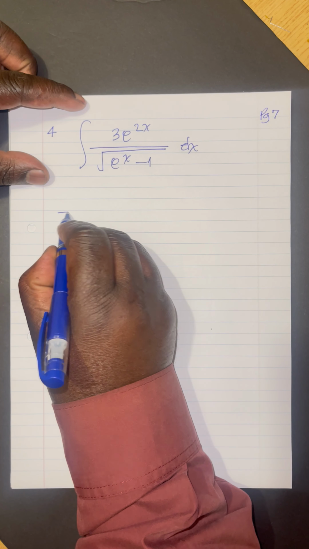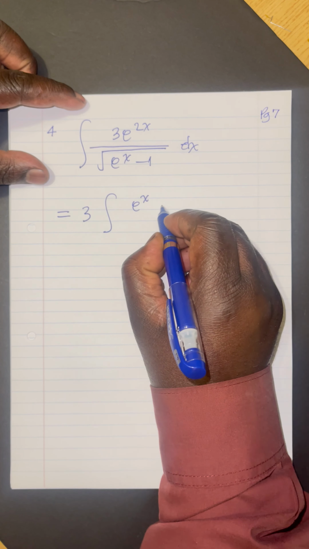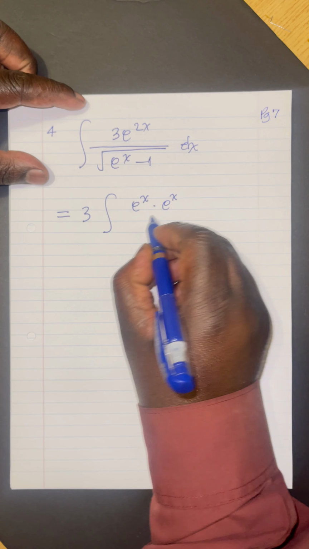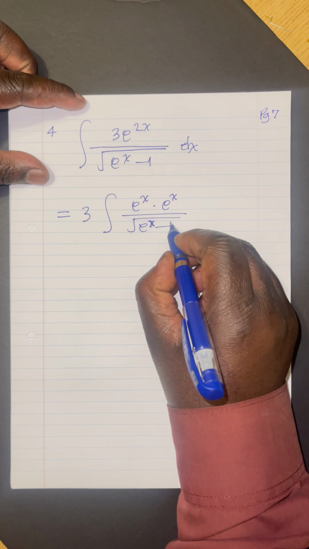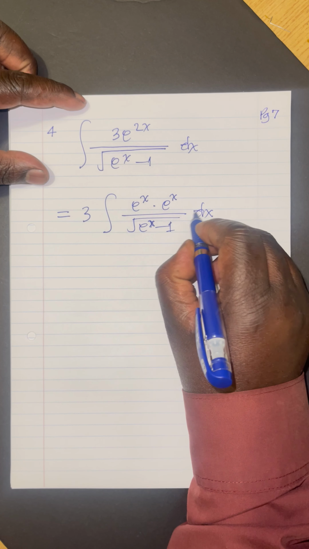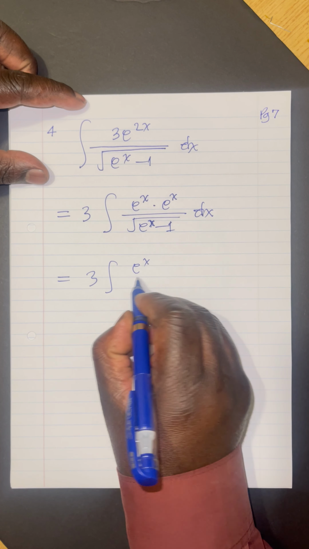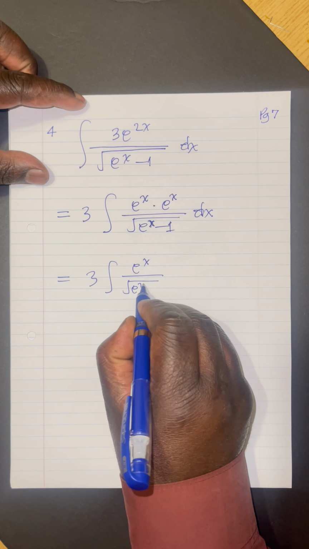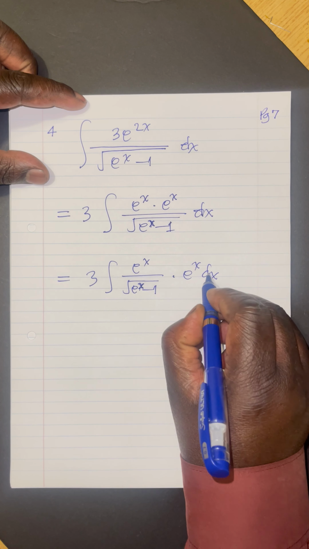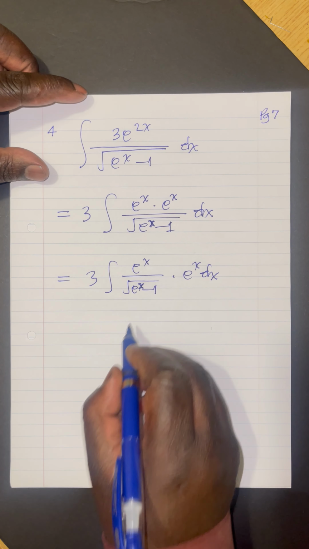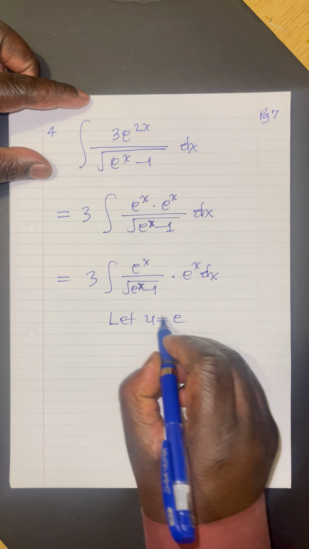Now, I told you that this will be written as 3, the integral of e to the power x times e to the power x all over square root of e to the power x minus 1 dx. Now, combining this and that, I will have 3, the integral of e to the power x all over square root of e to the power x minus 1 times e to the power x dx. Now, we're getting somewhere.